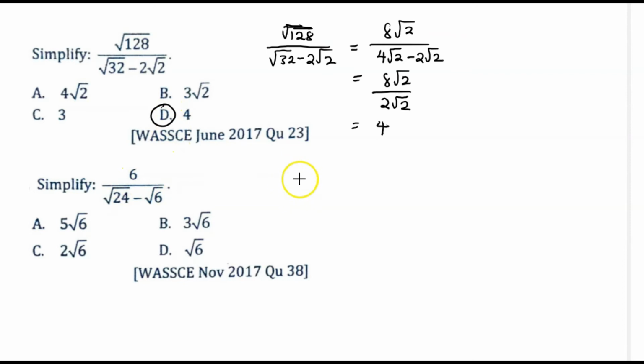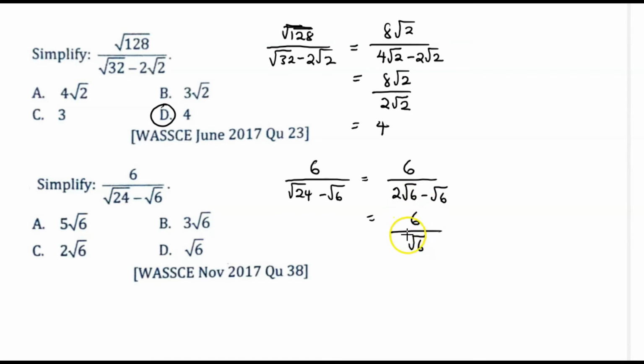Going further, having 6 divided by root of 24 minus root of 6, we still have 6 all on root of 24. When we simplify it, we get an answer of 2 root 6. So we have 2 root 6 here minus root 6. Therefore, we have 6 on 2 root 6 minus root 6 gives us an answer of root 6.